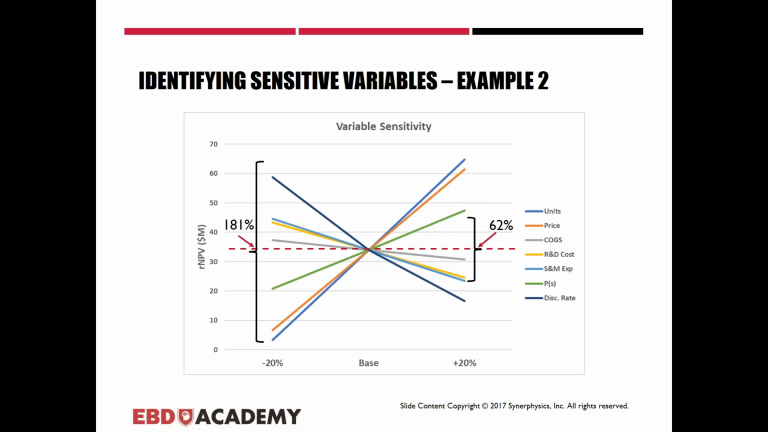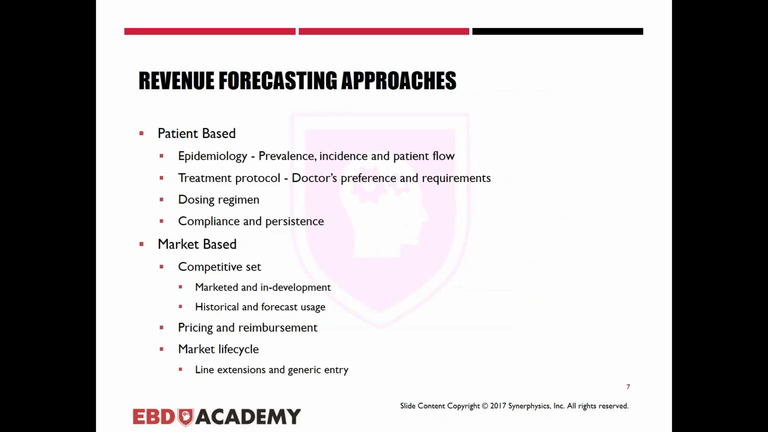So how do we forecast these variables? Revenue forecasting can be done basically in two different ways. There's a variety of methodologies, but they usually fall into these two buckets. We have the market-based here in the middle, and then up top is the patient-based, which is just what it sounds like.